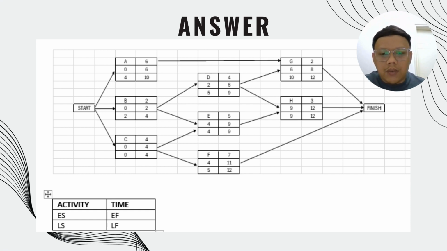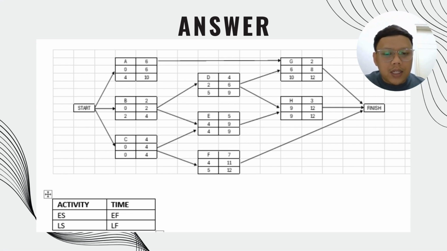Next, activity D, the time is 4, early start is 2, early finish is 6, late start is 5, late finish is 9. For activity E, the time is 5, early start is 4, early finish is 9, late start is 4, late finish is 9. Activity F, the time is 7, early start is 4, early finish is 11, late start is 5, late finish is 12. Goes to G.